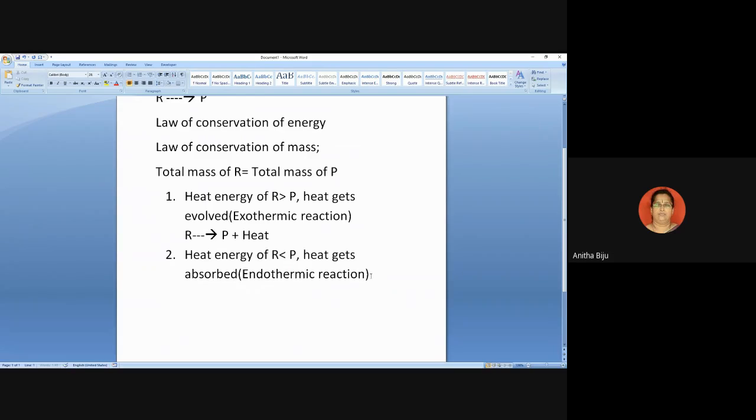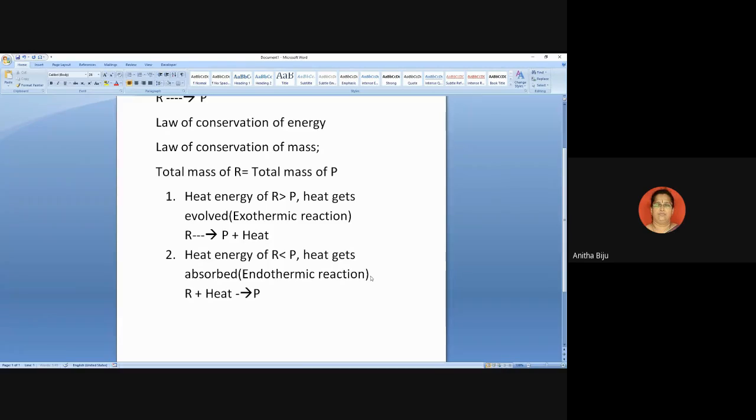So you can understand how to express this kind of reaction. A reactant, then we need to add heat on this side. After that, we will get the product. So this is the simple way of representing an endothermic reaction. R means reactant and P means product. So this is all about endothermic reaction. I hope it is clear to all.